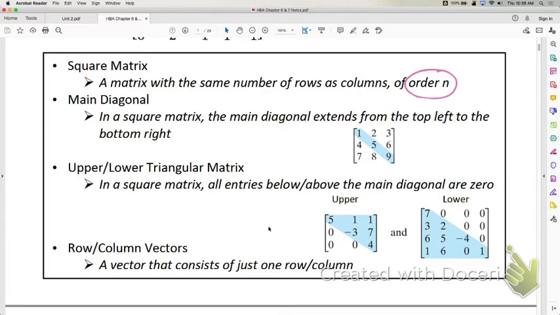One other special term is calling something a row or column vector. It's if it has just one row or one column.